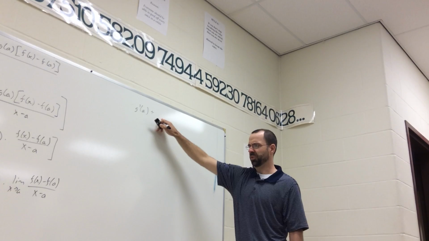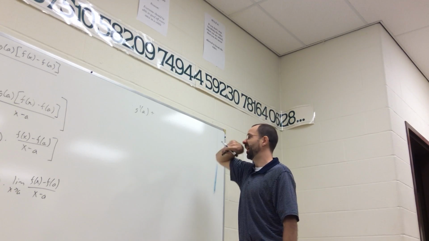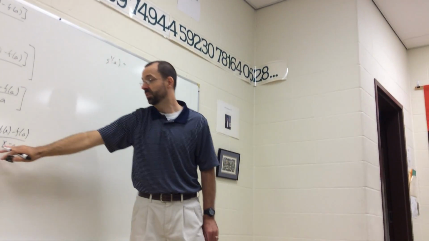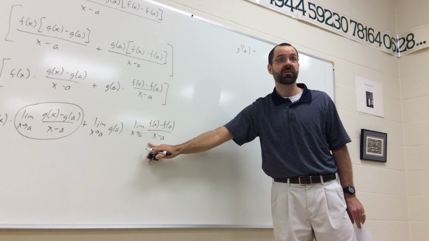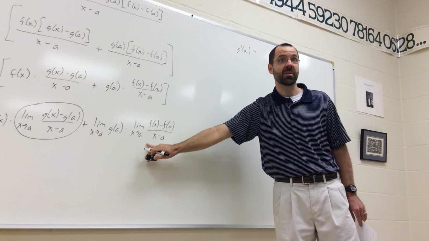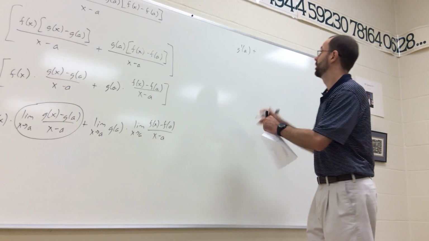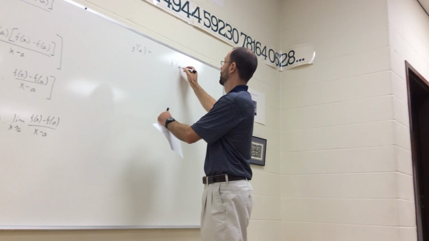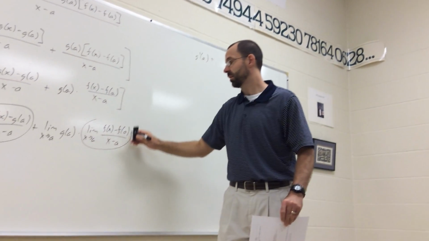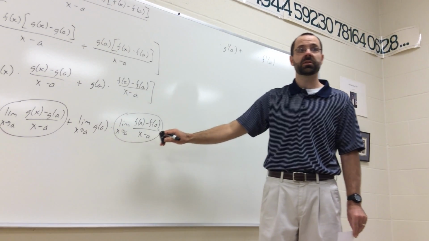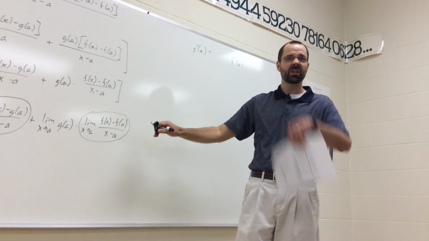Then this one's a little bit tricky, so let's do what's after the times sign now. What's this? The derivative of f at a, right? So that's f prime at a. Okay, so I recognize these two limits as derivatives. So I could write down what they were.